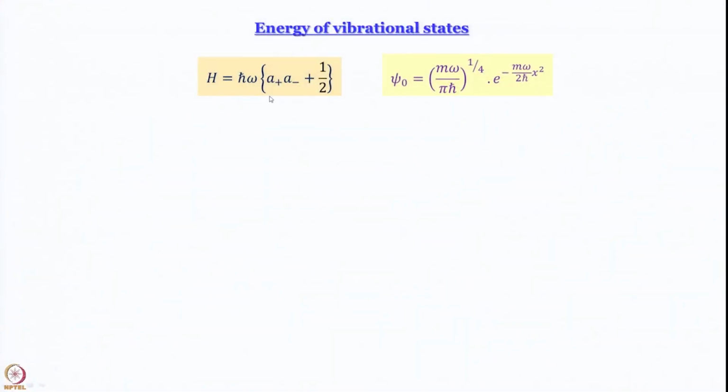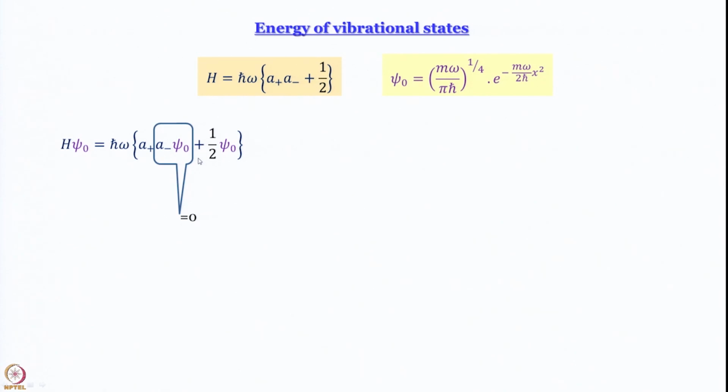So, H equal to h cross omega multiplied by a plus a minus plus half. This is the form of Hamiltonian we will use. So, H psi 0 then becomes h cross omega multiplied by a plus a minus psi 0 plus half psi 0, that should be equal to E psi 0, right. Now, one thing to remember from the last slide is that we know very well that a minus psi 0 is equal to 0, right.